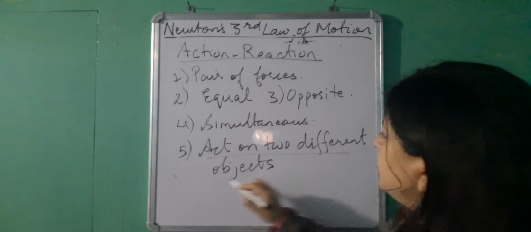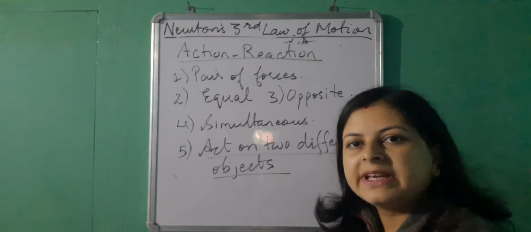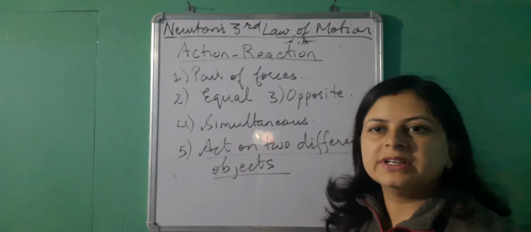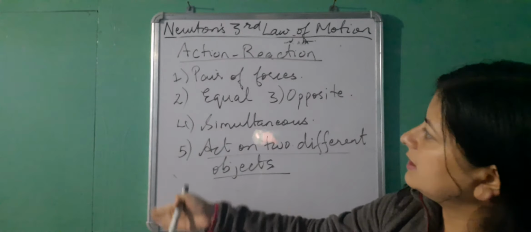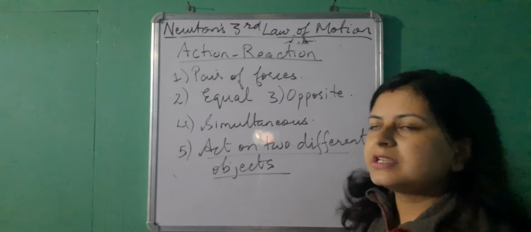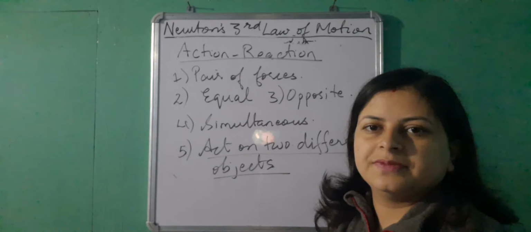This means if you take the example of the table and the book, action is acting on the table and reaction is acting on the book because of the table. So these are the things you should remember regarding action and reaction, which is a consequence of Newton's third law of motion.